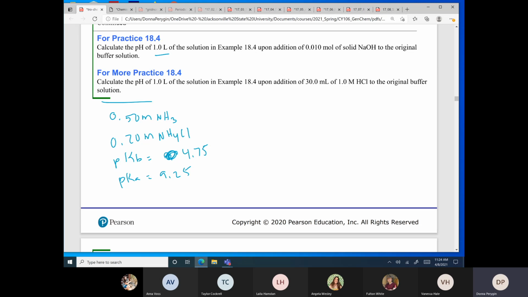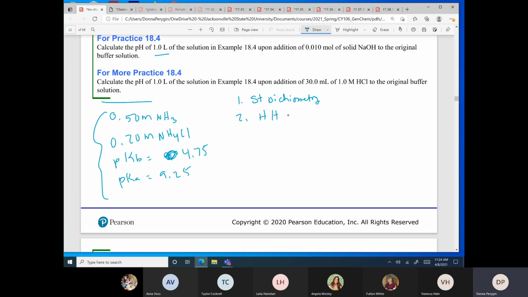Okay, so how are we going to work this problem? Now we're not saying I've just got this buffer solution and I want to use the Henderson-Hasselbalch equation. What I've got to do now is work, one, a stoichiometry problem, and two, I'm going to use the Henderson-Hasselbalch equation to do an equilibrium problem.